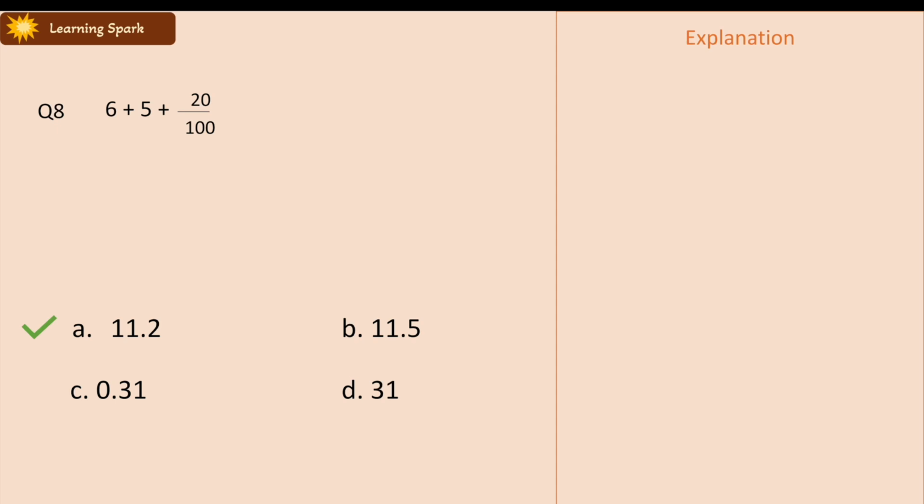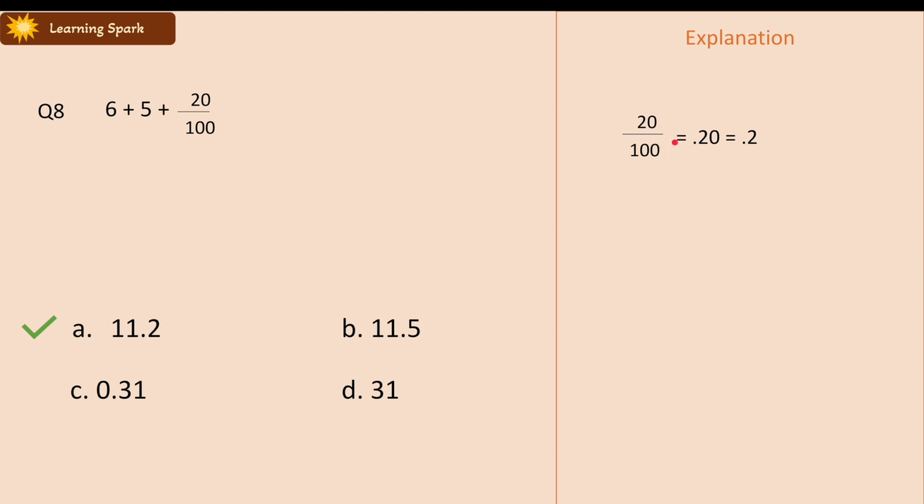Let's go to the explanation. So first you see that there are two whole numbers, 6 and 5, and then there is a fraction. So let's first see what is the value of that fraction. The fraction is 20 by 100.